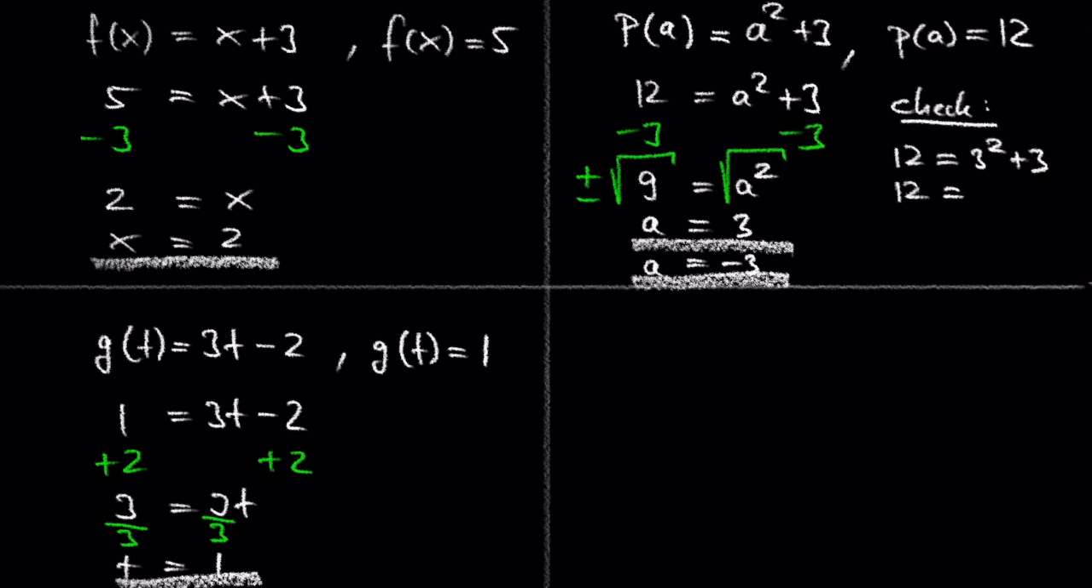Three squared is 9, and 9 plus 3 is 12. Negative 3 squared is also 9, and 9 plus 3 is also 12. So we solved this problem properly. Let's look at the next example where we have a tabular function.